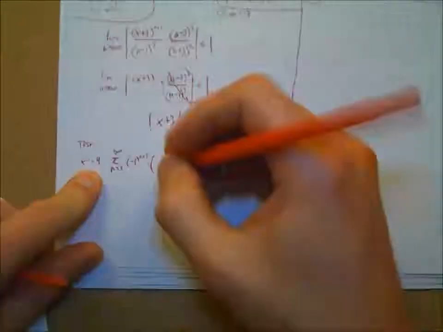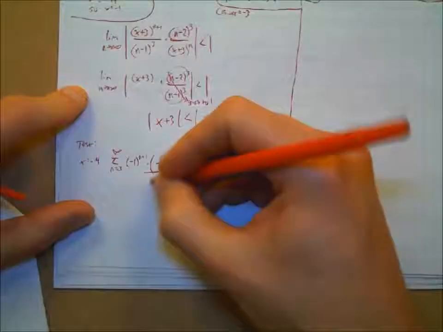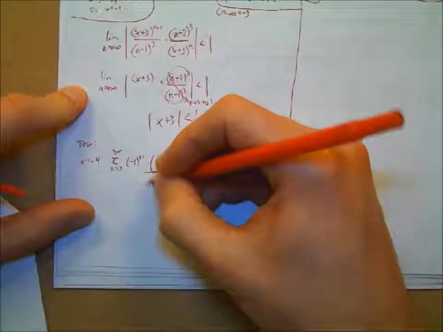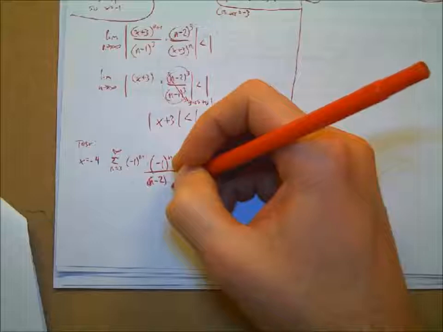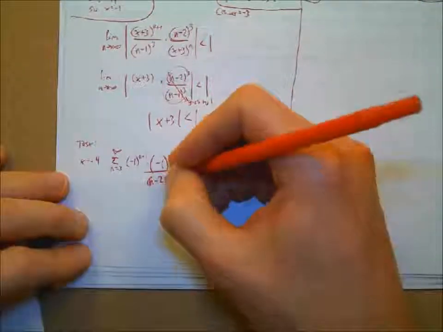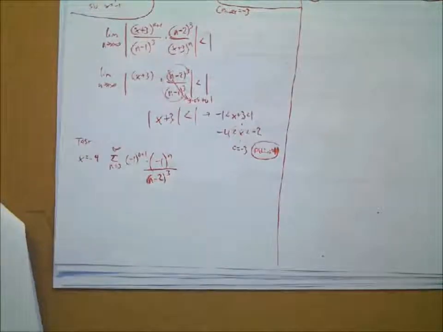Negative 1 to the n over n minus 2 to the third still. So it is an x value we're testing here. Do not plug that negative 4 in for n, right? It's an x value. X is negative 4. We're testing the interval of convergence here, so only plug it in for x.